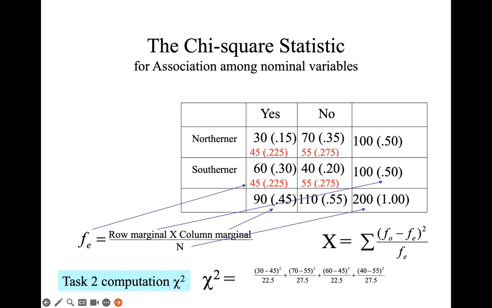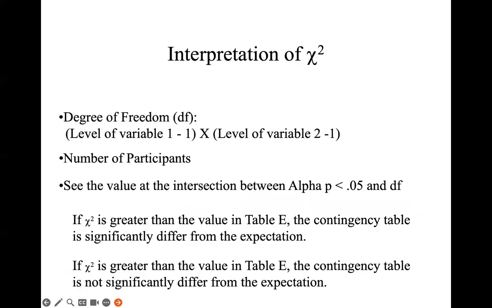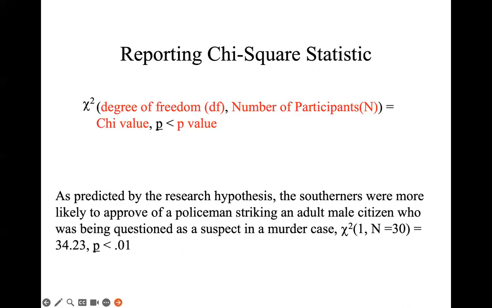Chi-square is normally used for categorical data, and this is how it looks. Again, the formula, you need not take note of. But to interpret chi-square, this is how it's done. We look at the degrees of freedom, the number of participants, and whether the alpha is less than 0.05. If chi-square is greater than the value in the table, the contingency table is significantly different from the expectation. So when you report chi-square, this is how it's done.